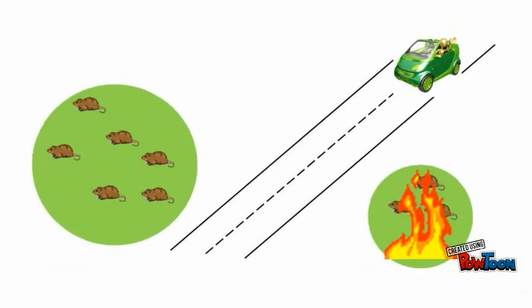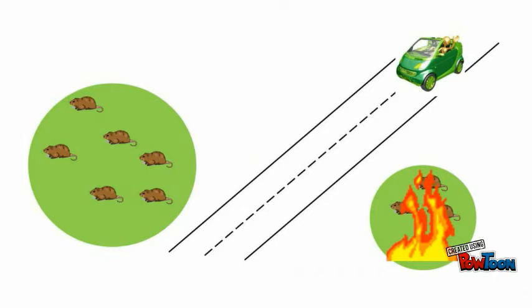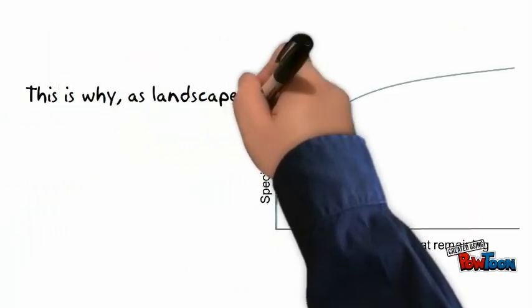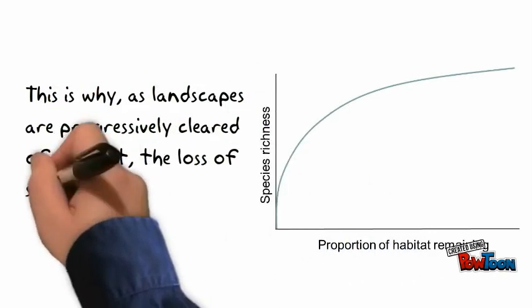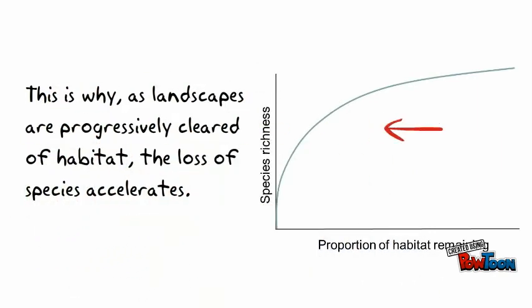Increasing isolation between patches can inhibit movements of individuals between them, meaning, for example, that recolonisation after a perturbation such as fire may no longer be possible. This is why, as landscapes are progressively cleared of habitat, the loss of species accelerates.